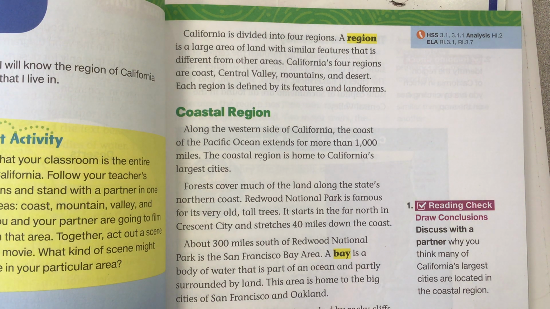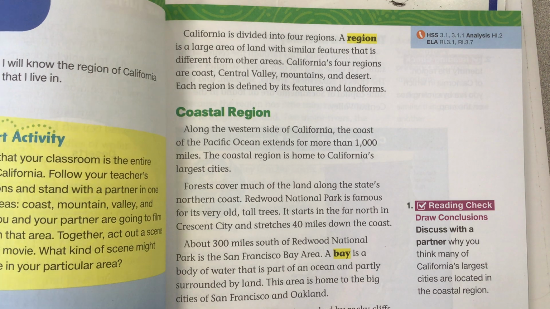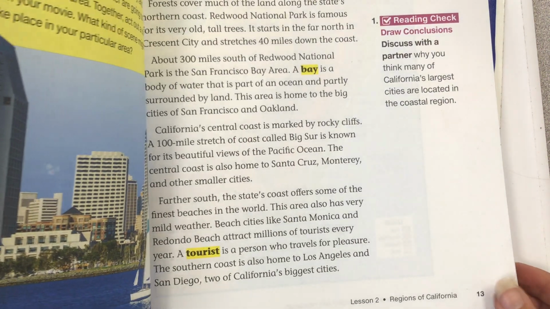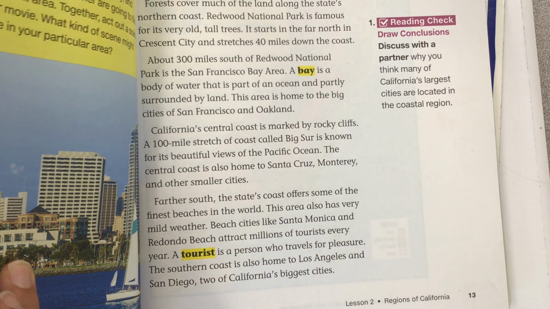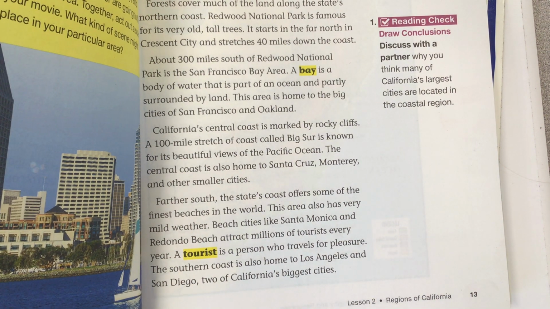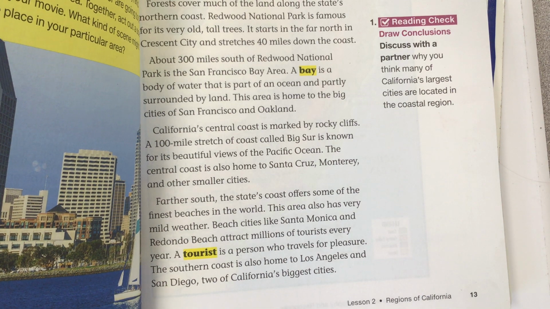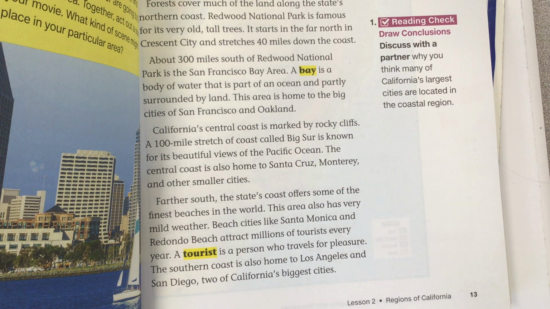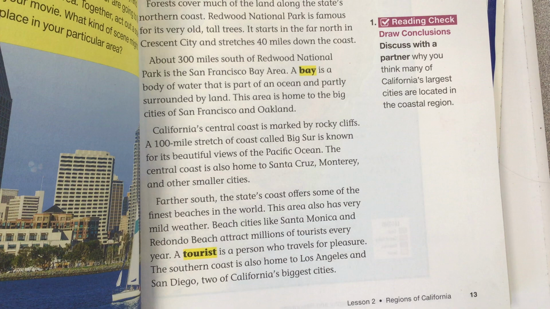About 300 miles south of Redwood National Park is the San Francisco Bay Area. A bay is a body of water that is part of an ocean and partly surrounded by land. This area is home to the big cities of San Francisco and Oakland. California's central coast is marked by rocky cliffs. A 100-mile stretch of coast called Big Sur is known for its beautiful views of the Pacific Ocean. The central coast is also home to Santa Cruz, Monterey, and other smaller cities.